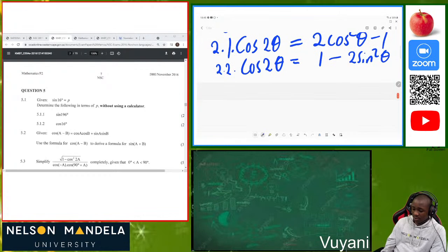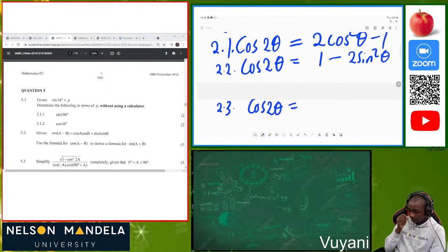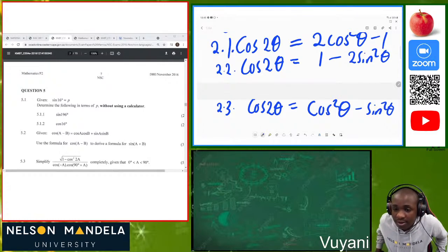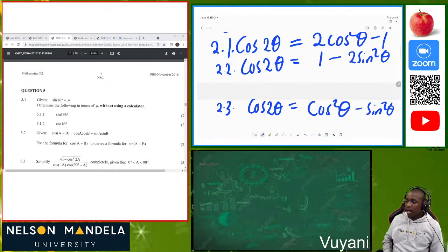Then the last one, 2.3, cos of 2 theta is equivalent to cos squared of theta minus sine squared of theta. So these are our double angles.